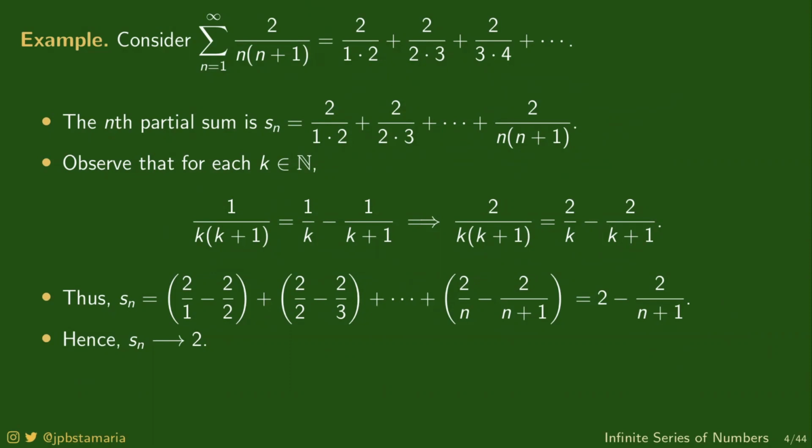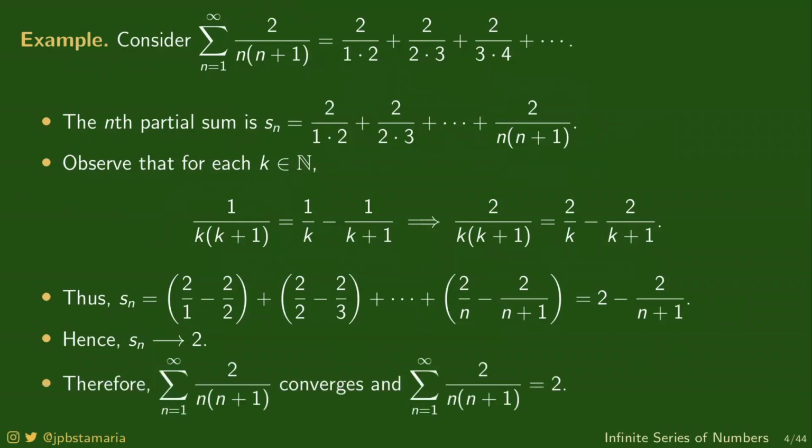Correct. So therefore, we verified that the sequence of partial sums S_n converges to 2. And we can now declare that this series converges and this series equals 2. Kapag ang limit ay 2, hindi natin ginagamit yung ganon, di ba? Ang ginagamit natin equality to denote that nag-a-add talaga tayo. Well, in fact, hindi naman. We really just did a limiting process.